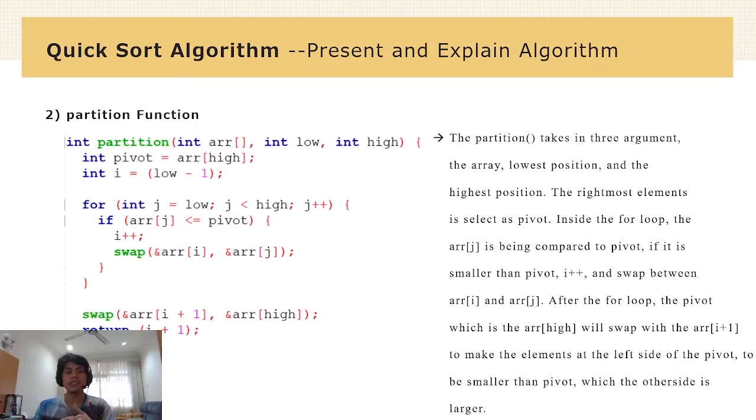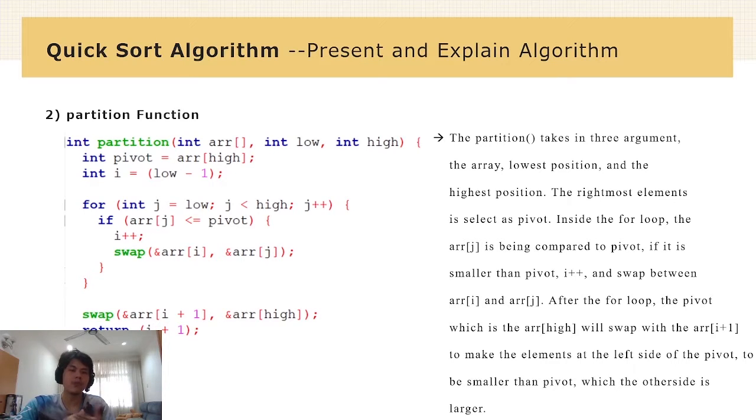The second function is the partition function. The partition function takes in three arguments, which are the array, the lowest position of the array, which commonly is 0, and the highest position of the array, which is normally the last position of the array. The first line makes the rightmost element of the array the pivot. First, we declare i equals the lowest position minus 1 to act as the position for the first element. Inside the for loop, the array element at position j is compared to the pivot.